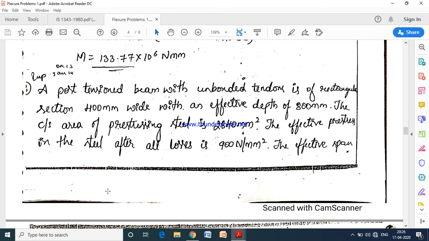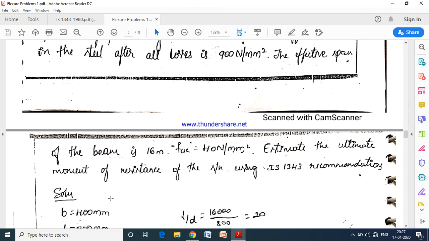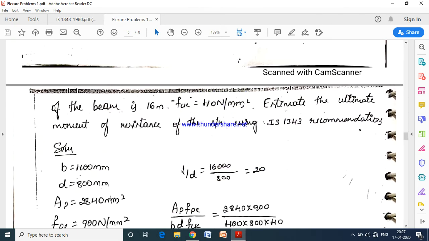Next problem. A post-tensioned beam with unbonded tendons is of rectangular section, 400 mm wide with an effective depth of 800 mm. The cross-section area of prestressing steel is 2840 mm². The effective prestress in the steel after all losses is 900 N/mm². The effective span of the beam is 16 meters, fck 40 N/mm². Estimate the ultimate moment resistance of the section using IS 13443 recommendations.